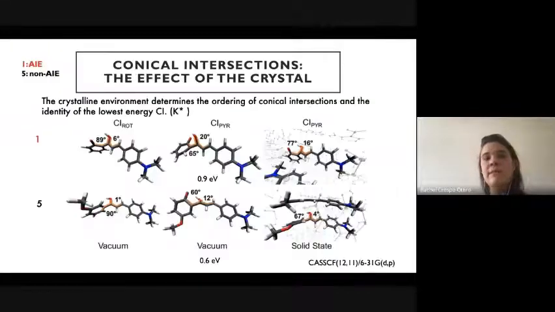So what we did here in the case of 1 and 5 was to try to optimize the conical intersections in the solid. To do that, as we were not very sure at the beginning whether we would need to consider dimers, or how important the level of localization was to describe the excited state, we did this using monomers, and we did it using dimers as well. We got very similar descriptions in both cases. Essentially, if you look at the gas-phase geometries, you can see that you have these rotated geometries, but when you try to obtain the same conical intersections in the solid, you don't obtain exactly this lowest energy conical intersection.